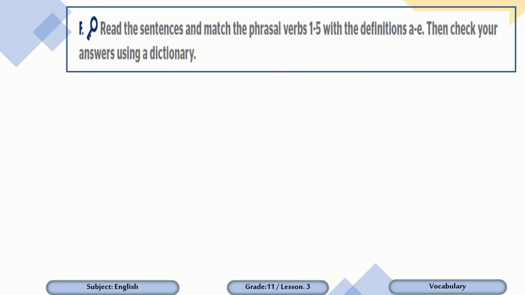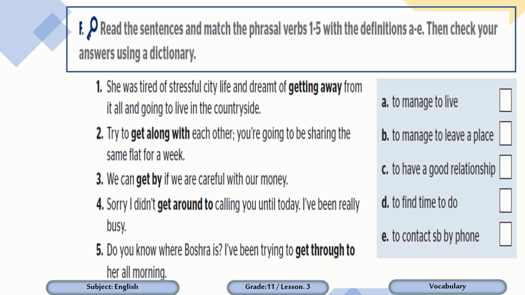Dear students, now please open the student's book, page 41, exercise F. Read the sentences and match the phrasal verbs 1 to 5 with the definitions A to E. Then check your answers using a dictionary.